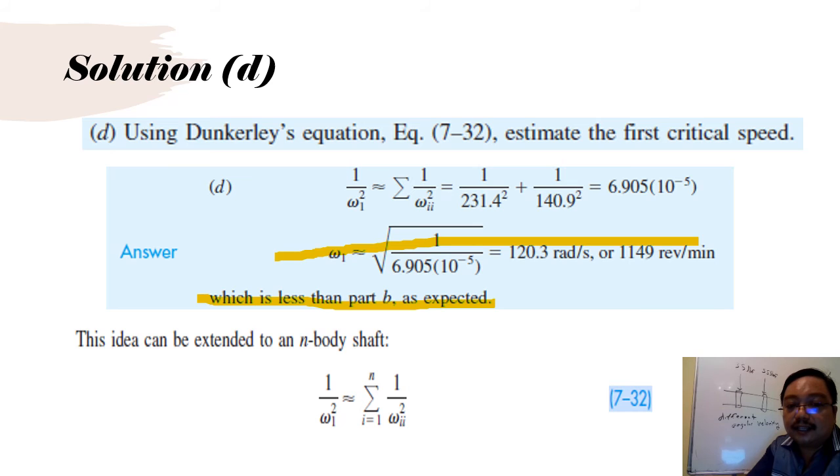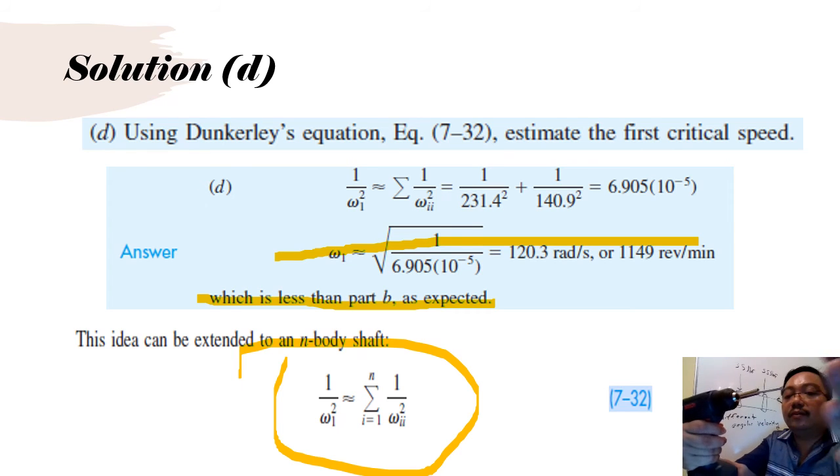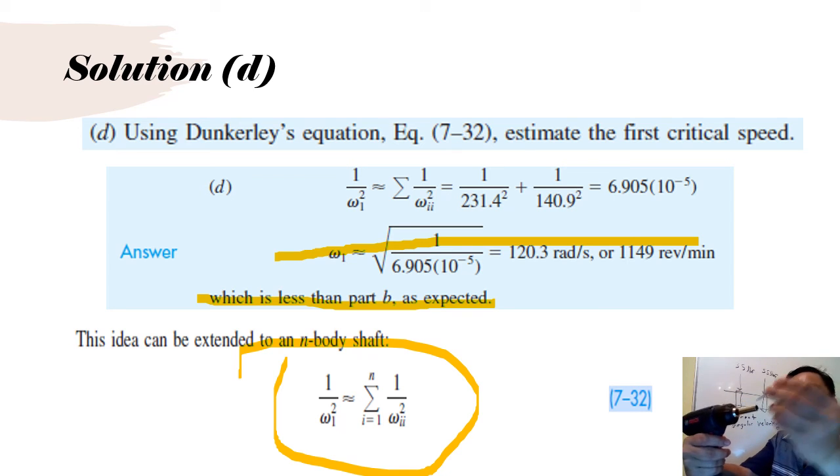The idea extends to an n-body shaft, meaning what happens if the angular velocity exceeds the critical velocity? Maybe the shaft will fly away. The shaft will fly away, it will happen. That is why we do not want it to exceed the critical speed.